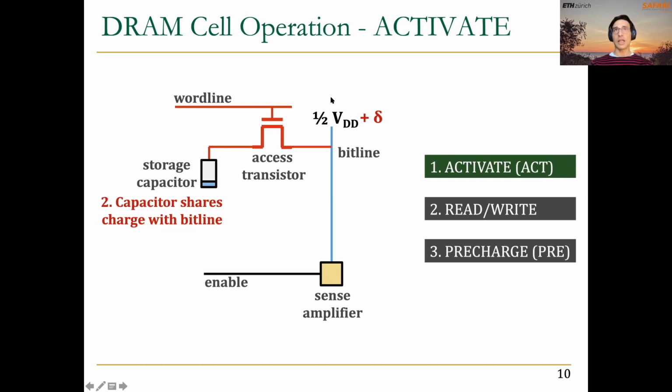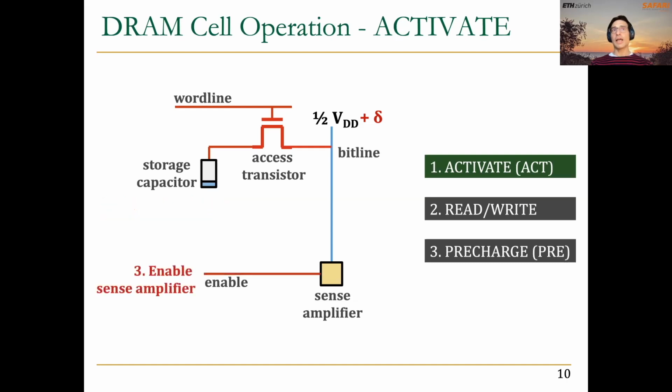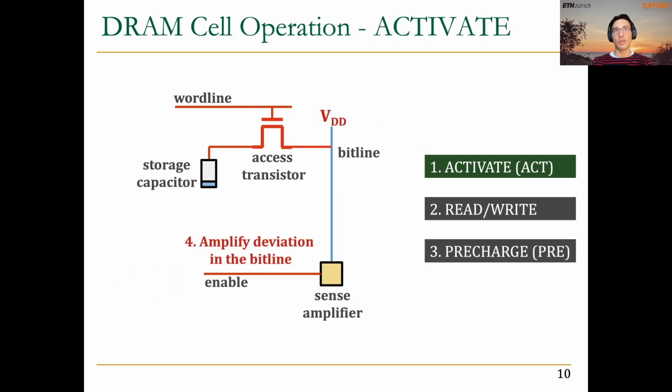This causes a perturbation in the voltage of the bit line. In the beginning, the voltage of the bit line is half VDD, and after the capacitor starts sharing the charge with the bit line, this voltage can go either a little bit up or a little bit down. At that point, we will enable the sense amplifier. What the sense amplifier does is amplify this deviation in the bit line.